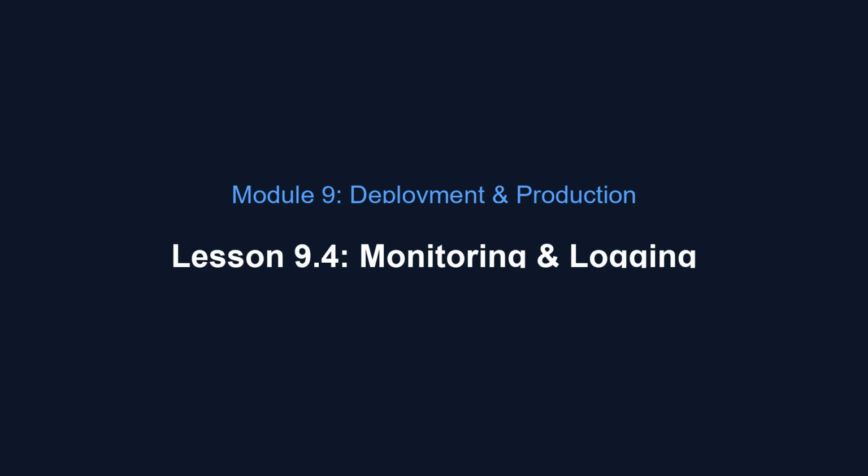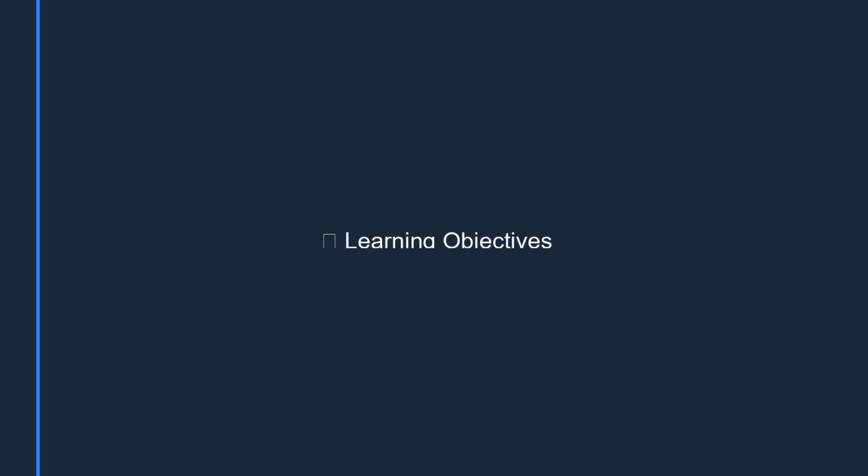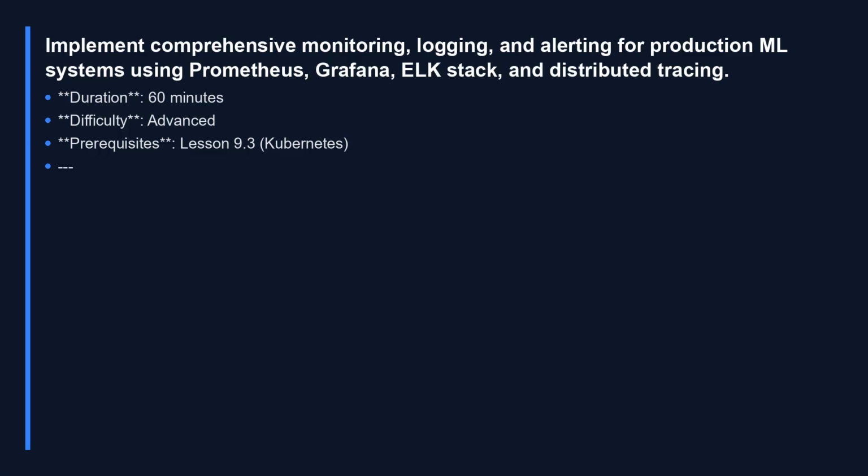Lesson 9.4, Monitoring and Logging. Learning Objectives. By the end of this lesson, you'll have a production-grade observability stack running. Prometheus for metrics, Grafana for dashboards, Loki and the ELK stack for centralized logs, and Jaeger for distributed tracing.